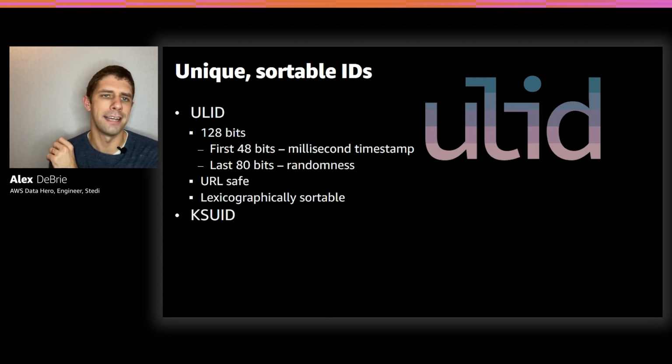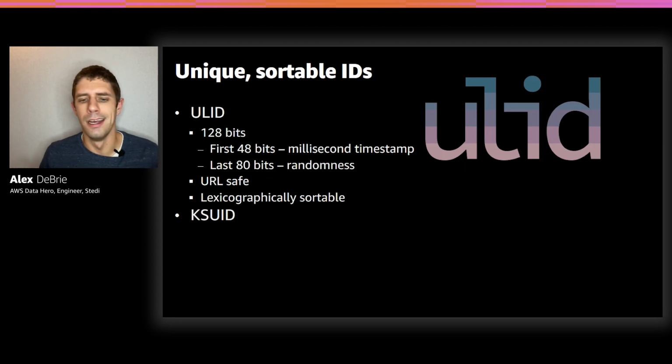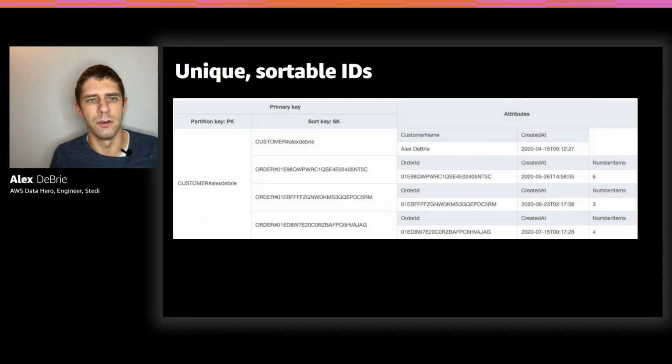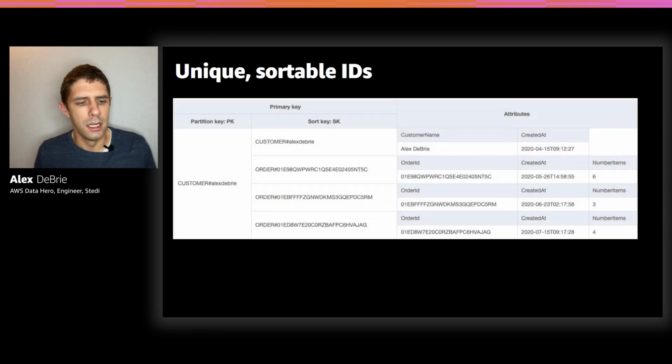You can also use the KSUID. This was made by the folks at Segment. Pretty indistinguishable between these two. You can pick your poison there.